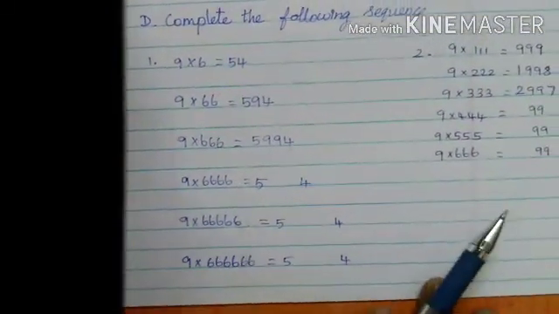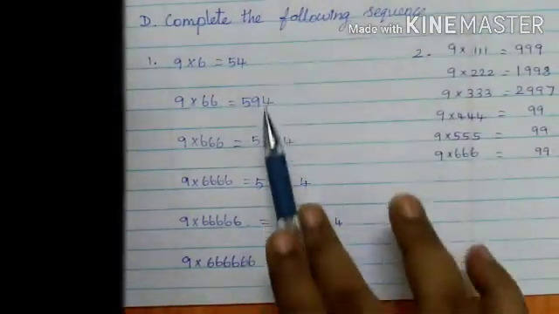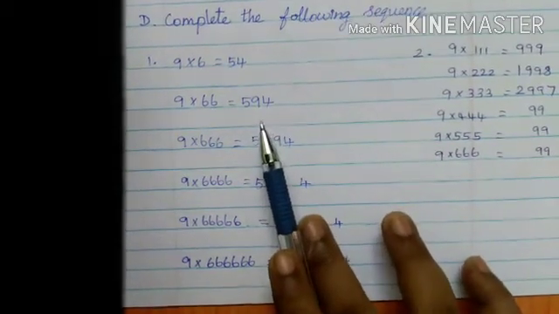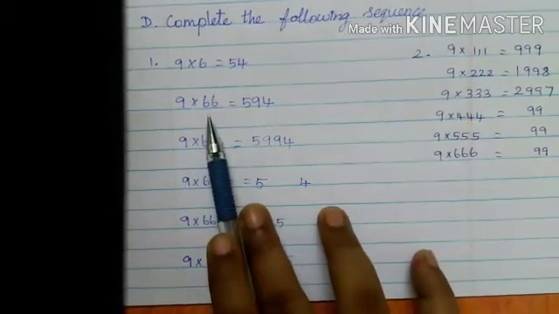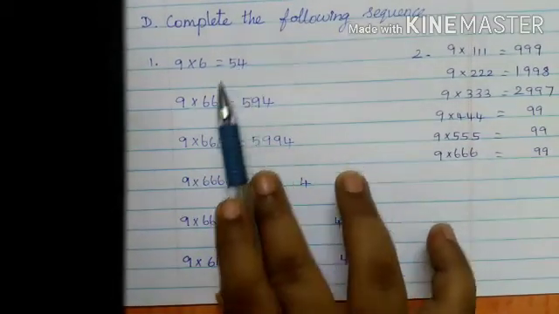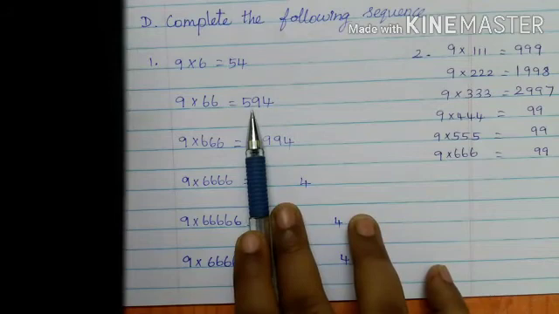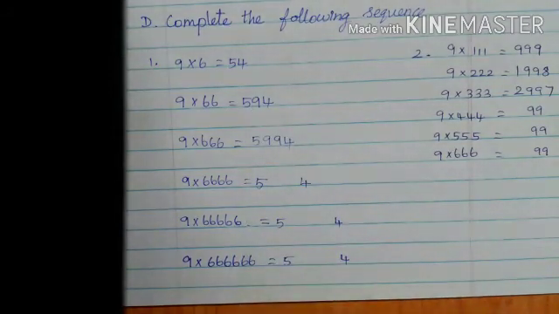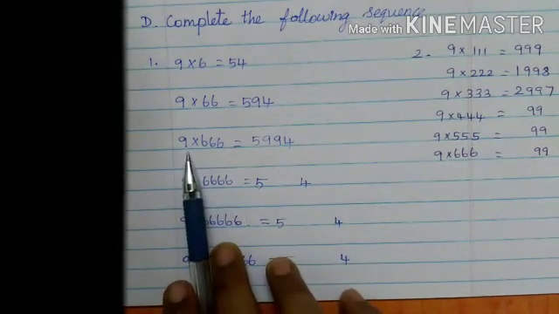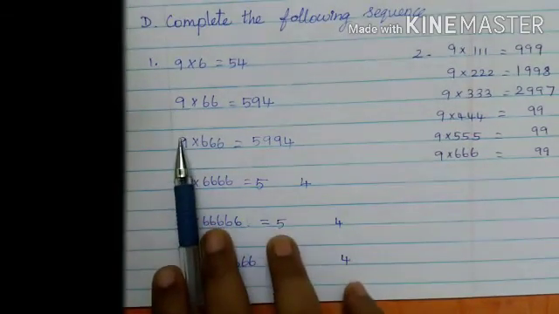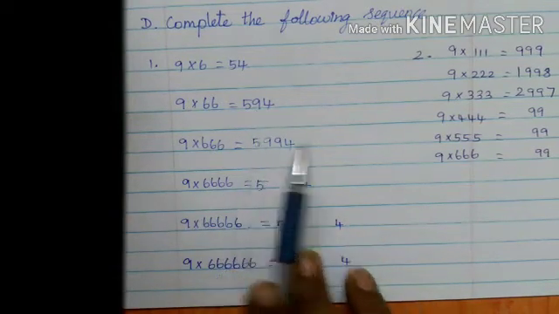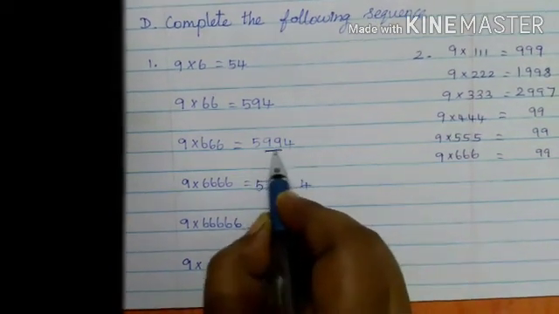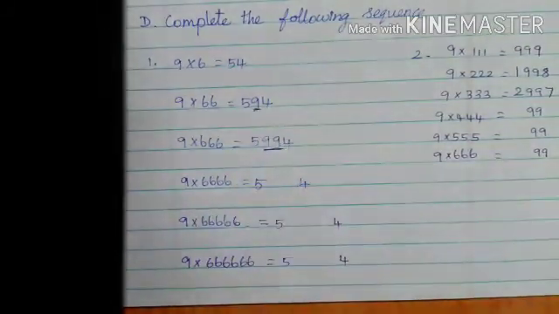So find out the numbers. First number to second number, you find out what is the difference. So 9 times 6 table, 66 table: 54 here, 594. The next number, compare here 9 times 666, you get it here. The difference for this number, 9, between the number is only changes.